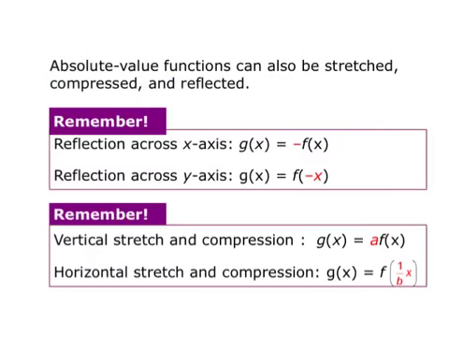Alright, absolute value functions can also be stretched, compressed, and reflected. We haven't done much reflecting, but if you remember, reflection across the x-axis, your output changes. Or across the y-axis, your input changes. A vertical stretch or compression, you multiply on the outside, your output changes. Horizontal stretch or compression, your input changes. Horizontal were the hard ones, vertical, easy ones.